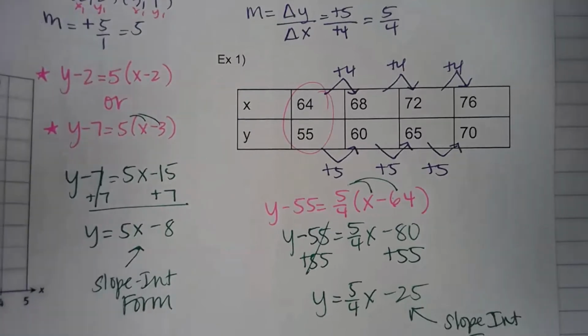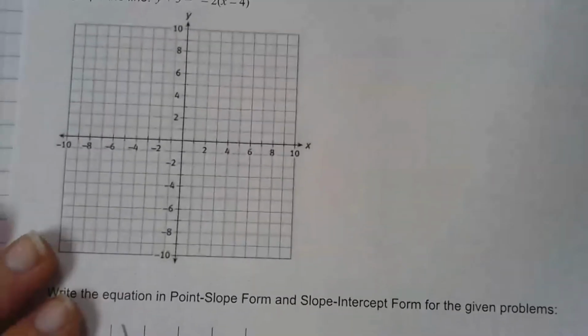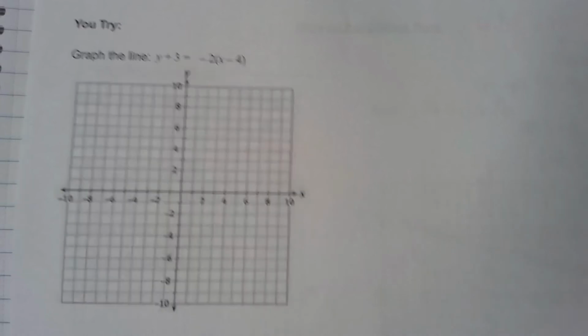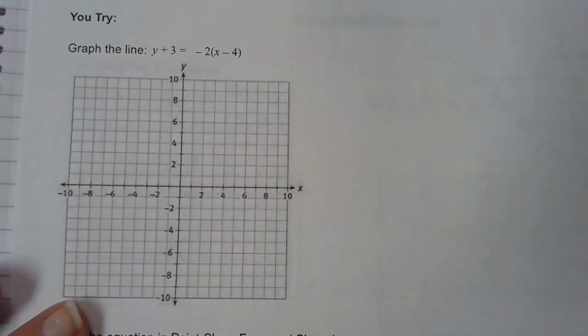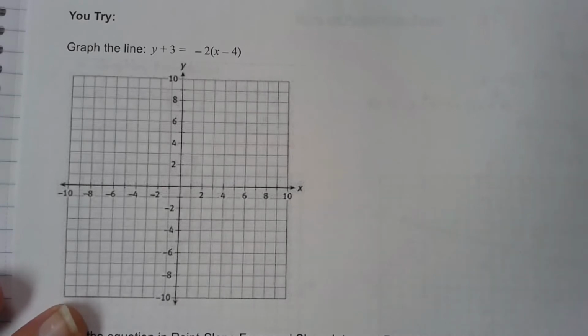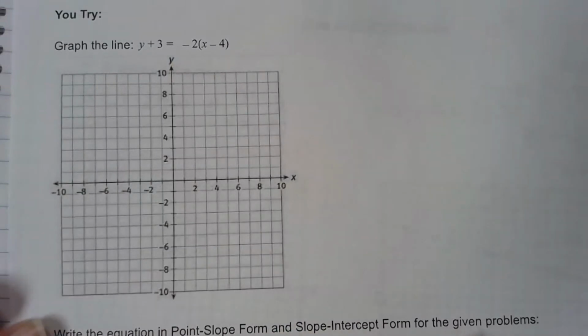Okay, so we're going to have you guys try a couple. So first one, I'm going to have you guys graph it. You're graphing the line y plus 3 is equal to negative 2 times x minus 4. Okay, so if you need to look back at the ones that we did first, go ahead, look back, but I want you to graph that line now.